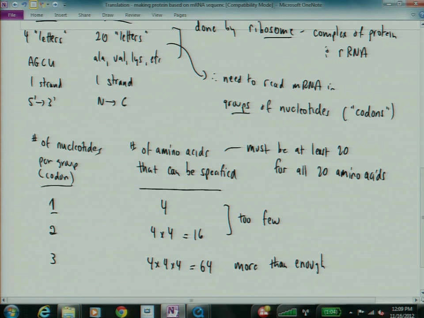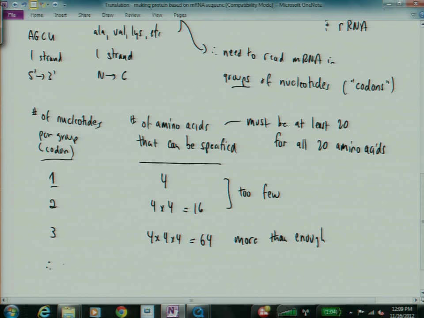The smallest possible size for a codon that can encode all 20 amino acids is 3 nucleotides. It could have been 27 long, but there's lots of extra, right? But it turns out, in this one particular case, 3 is exactly right. 3 is just what you need, or a little more. It gives you more than enough capacity, but that's the way it is in real life. Therefore, there are 3 mRNA nucleotides per codon.